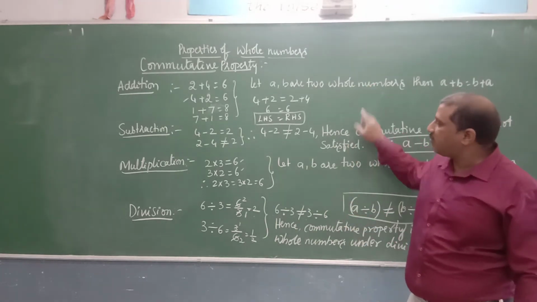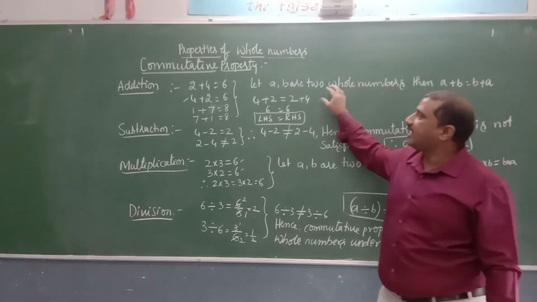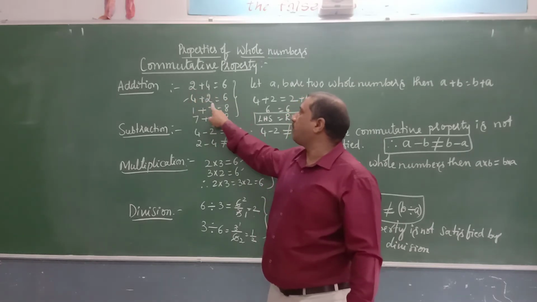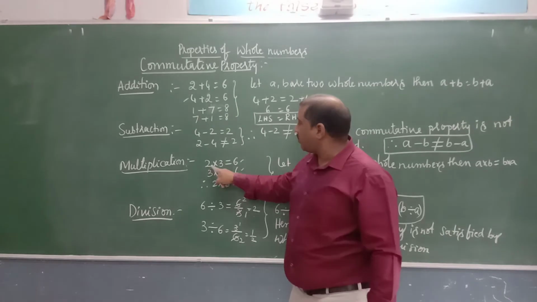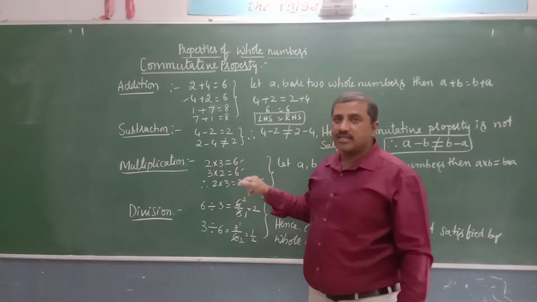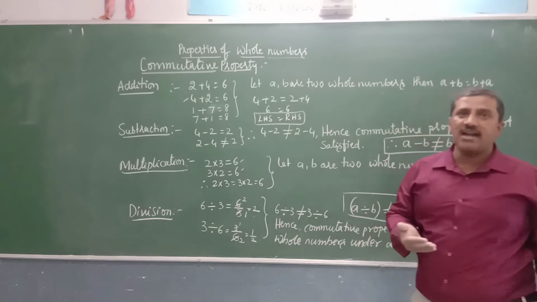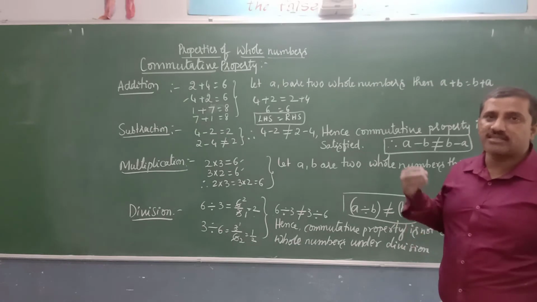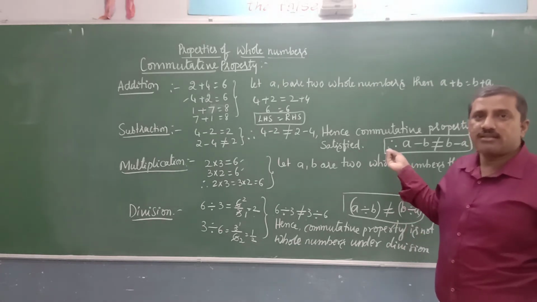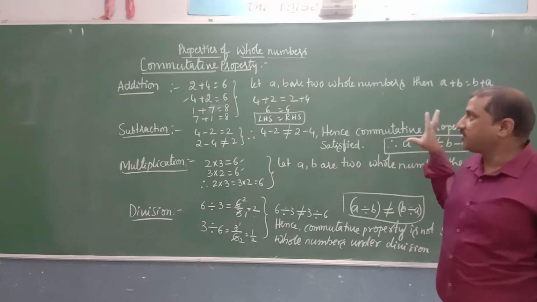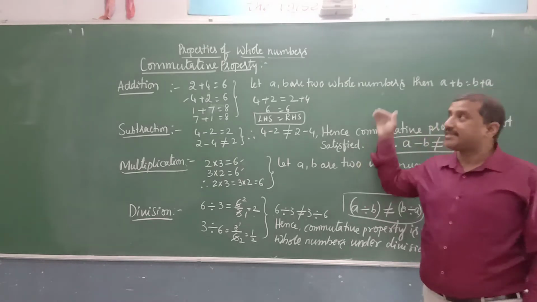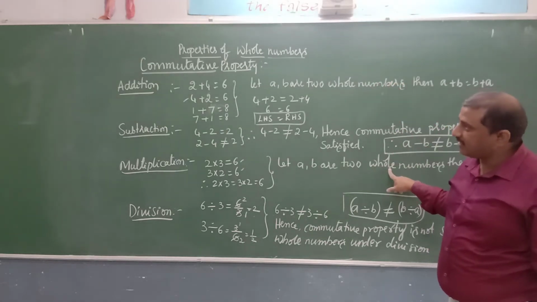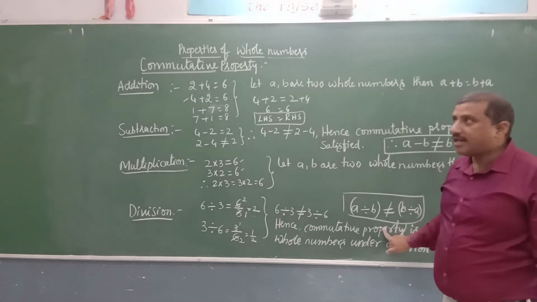What about under addition and multiplication? Under addition, we are getting the same sum irrespective of their order. That is, 2 plus 4 is equal to 6, and 4 plus 2 is equal to 6. Similarly, 2 into 3 is 6 and 3 into 2 is 6. Irrespective of the order, if you add or multiply any two whole numbers, we get the same sum and the same product respectively. So the commutative property is satisfied by whole numbers under addition and multiplication, but not under subtraction and division.